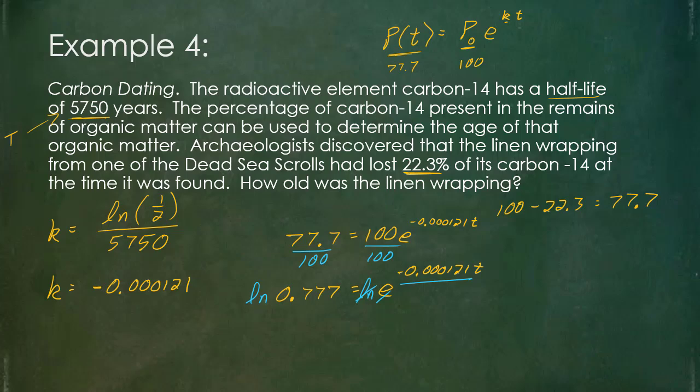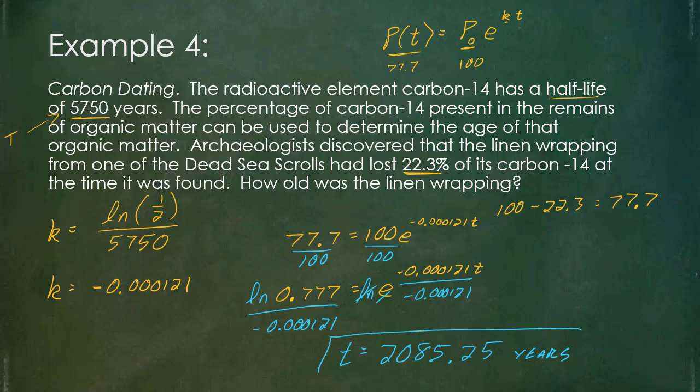And then it would just be divide by that negative 0.000121. That's the coefficient in front of that t. So everything from here is now just typing into the calculator. So I'm going to go ahead and grab one, natural log of 0.777, then divided by a negative 0.000121 gives me a t value in this case of 2085.25, and this is representing a time in years, so it would be years old.